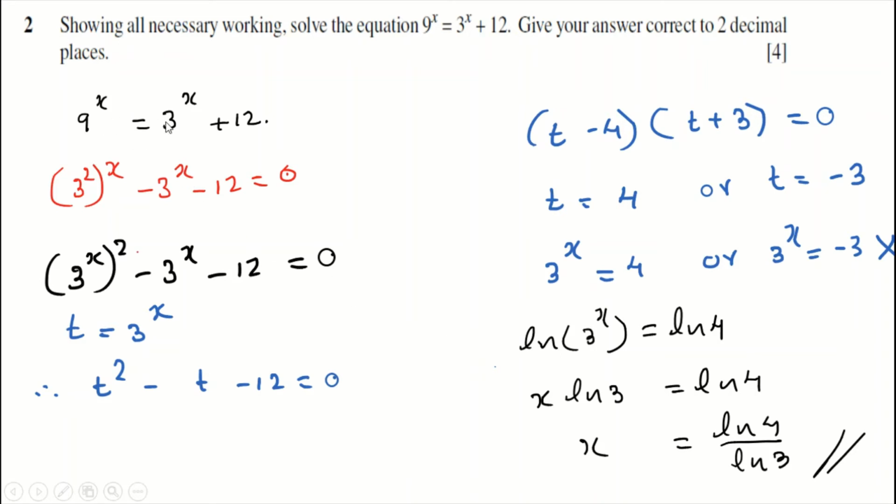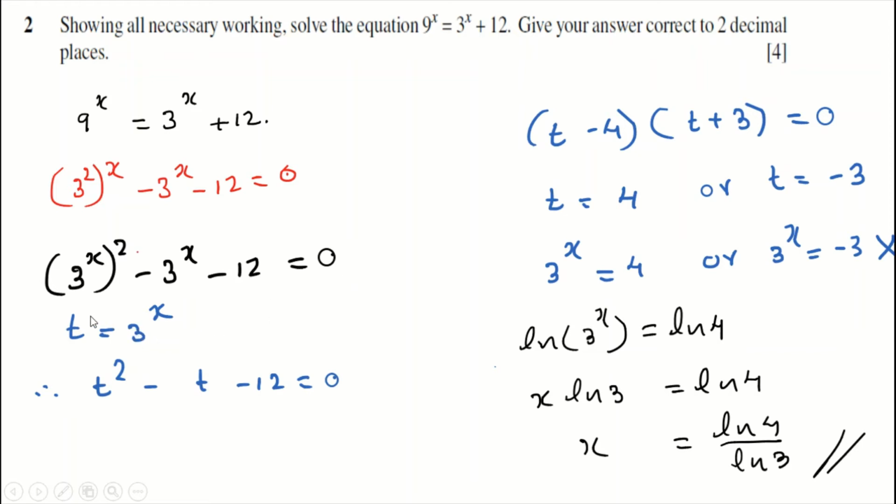What we can do is to convert this into a quadratic equation of 3 to the power x. This 9 could be written as 3 to the power 2 to the power x. This 3 to the power x is taken to the left hand side, minus 3 to the power x. 12 is also taken to the left hand side, minus 12. This 3 to the power 2 to the power x could be again written as 3 to the power x to the power 2, minus 3 to the power x minus 12 equals 0.